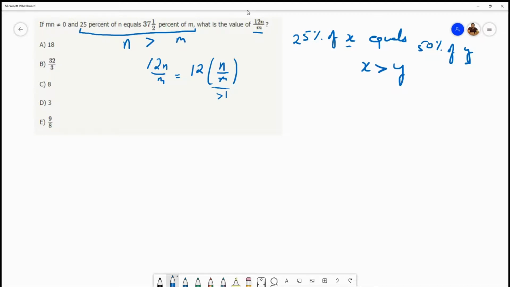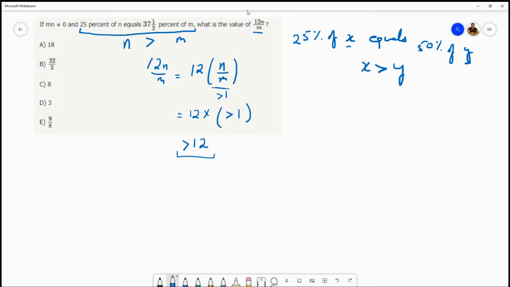So the whole expression 12n upon m is basically 12 times something which is more than 1. So what can I say about the overall result with regards to 12? The overall result will be more than 12. 12 times something more than 1 will be something more than 12. So what's the value of 12 times n by m? Well, it has to be more than 12 for sure. Do I have the exact value yet? No, but I at least have a rough estimate of what the value needs to be.